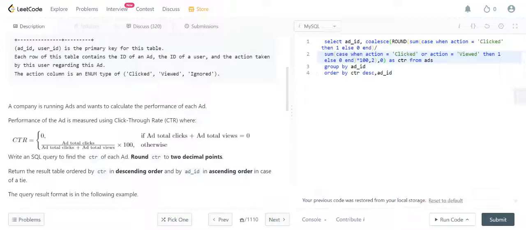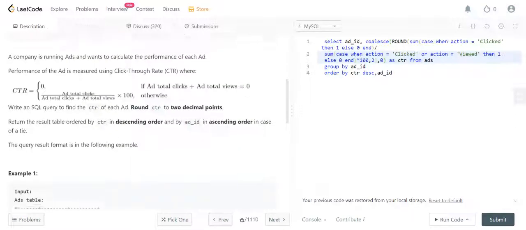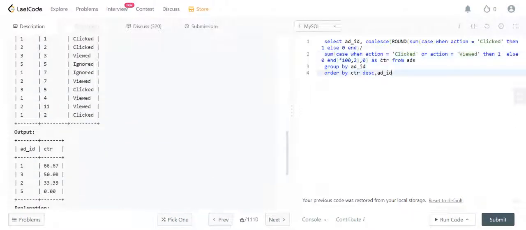I hope you guys have understood this particular question. Just read this question once again and try to solve this. Thanks for watching.